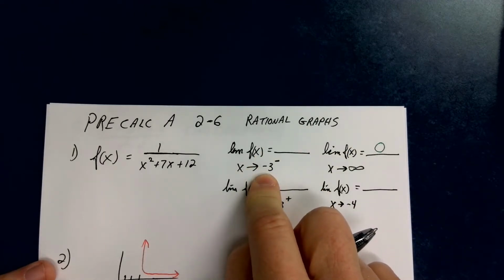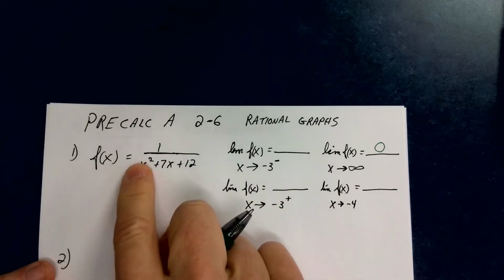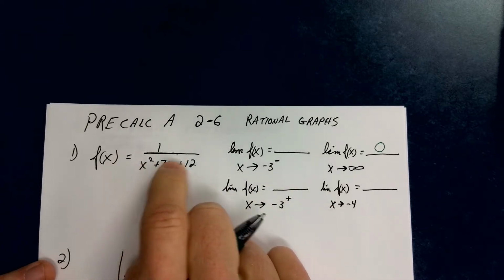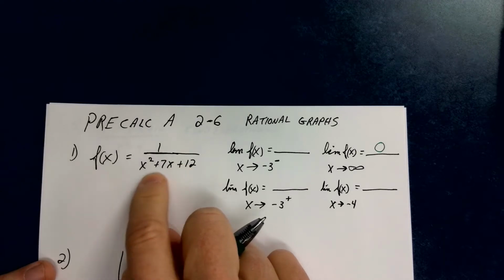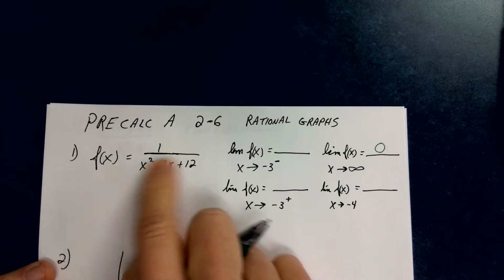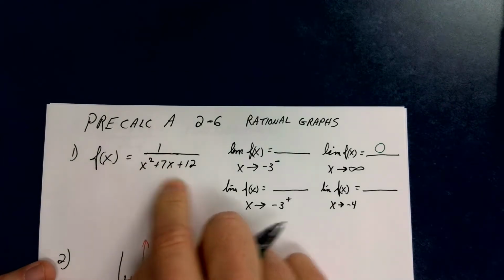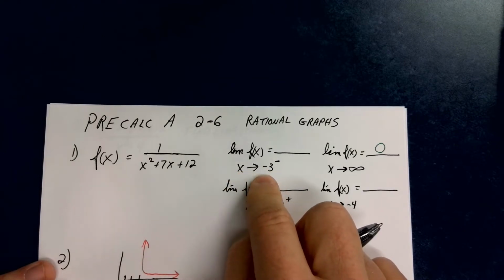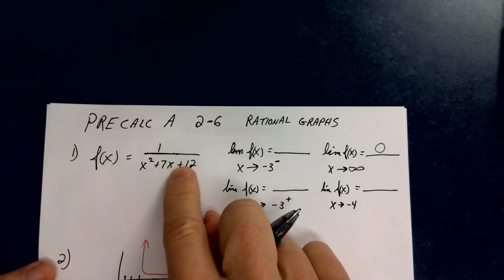What does this mean? Well, -3. So let's try -3 in here. So -3 squared is 9. 9 and 12 is 21. -3 times 7 is -21. So 21 and -21 equals 0. Oh, division by 0. So we can't let x equal -3. That's impossible in this problem.